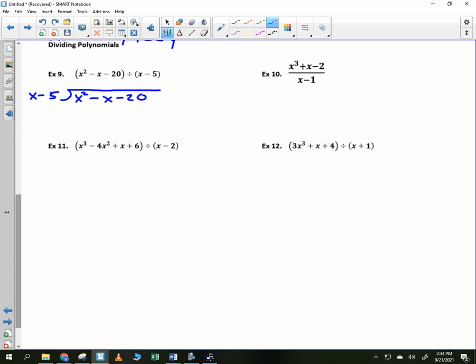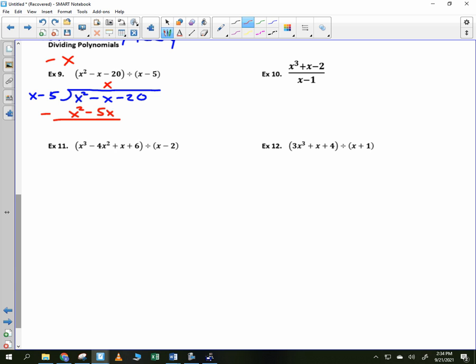What do I multiply x by to get x squared? Just x. So I put that above the x's. Multiply that back through, and I get x squared minus 5x. Do you remember if I add or subtract here? I do subtract. So what's x squared minus x squared? 0.